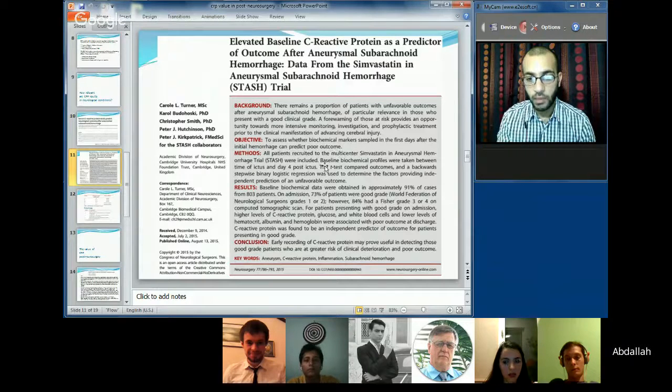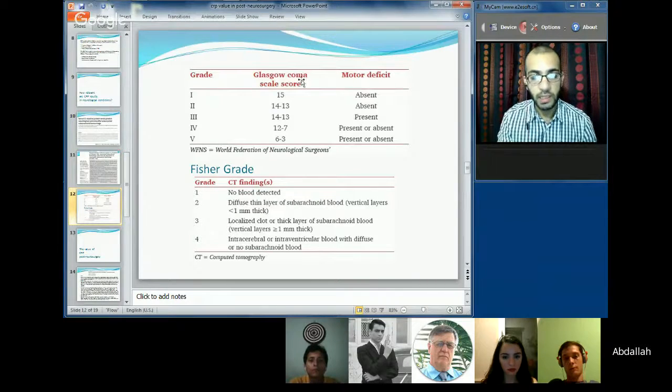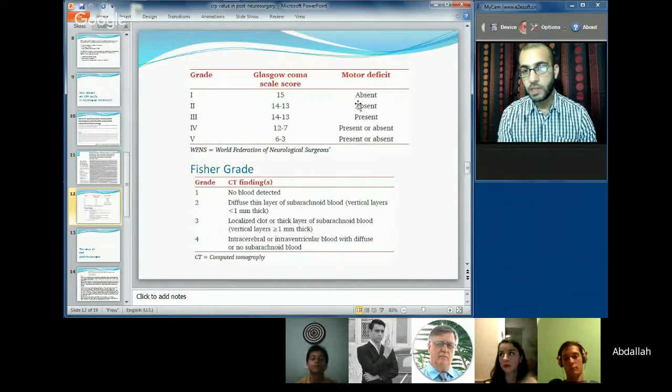Here we have a study also made on aneurysmal subarachnoid hemorrhage, and here we have the percents of patients. So on admission, 73% of patients were good grade, according to World Federation of Neurological Surgeons grades. That means here we have the grades. As we can see here, the World Federation of Neurological Surgeons grading is basically a grading for the motor deficits, so the motor function of the patient. 73% of the patients that were admitted were grade 1 and 2. This means that the motor deficit was absent. In other words, their motor function was good.